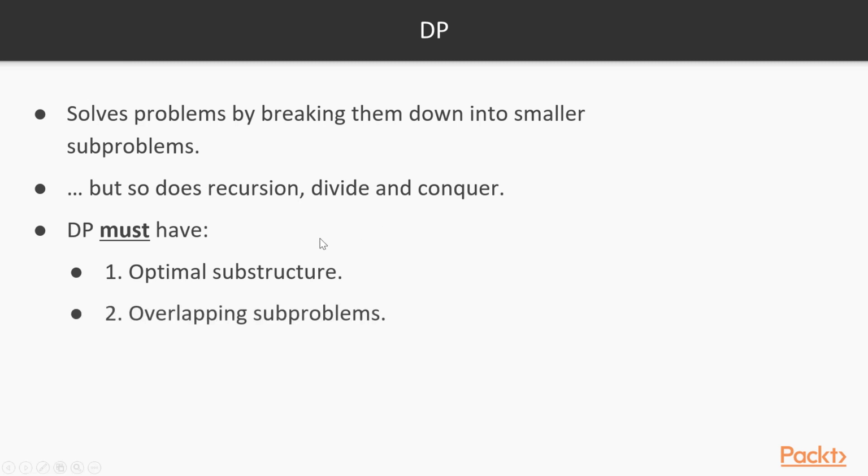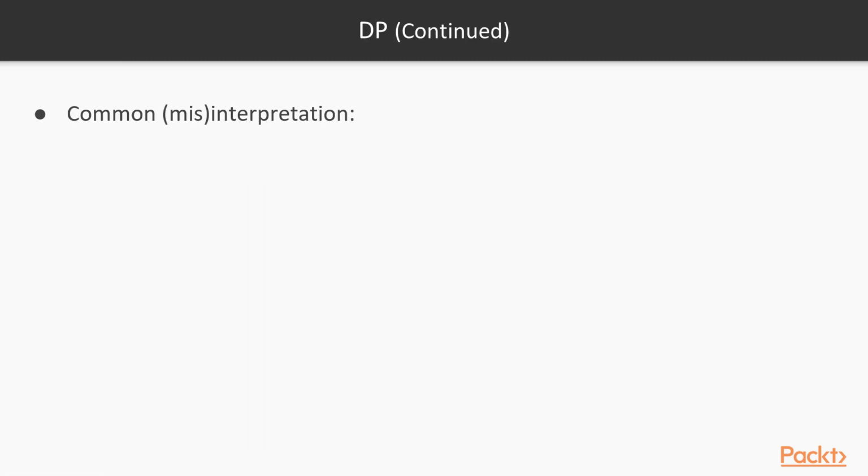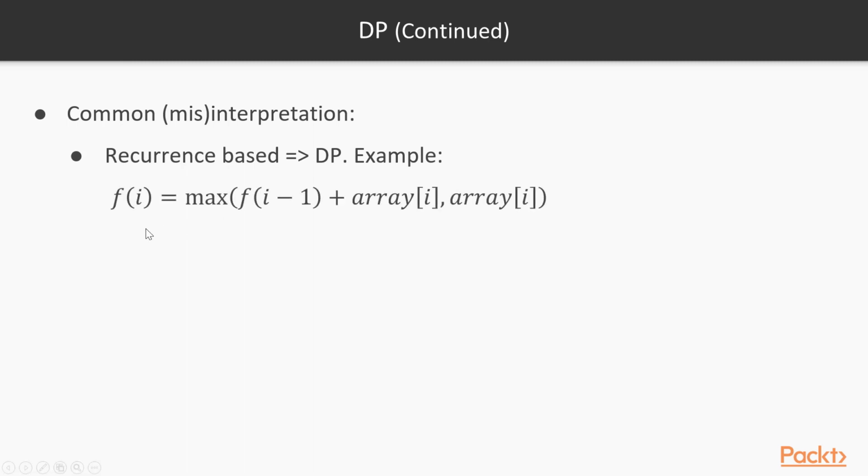However, the thing that differentiates DP from the other paradigms is that it must have overlapping sub-problems, and we will see what this means shortly. A common misinterpretation is that if we have a recurrence-based algorithm, then we have dynamic programming. For example, consider the following recurrence, which you might remember from the first section, where we discussed the maximum sum subarray problem.